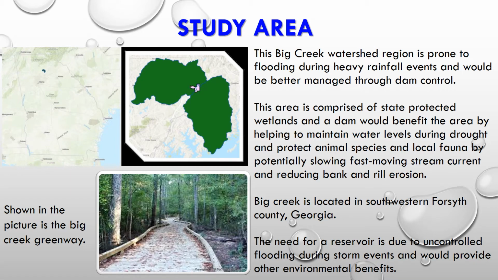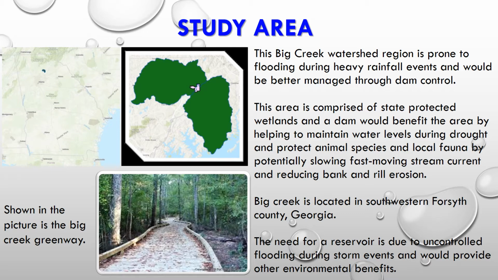The Big Creek watershed region is prone to flooding during heavy rainfall events and would be better managed through dam control. We know that water harvesting structures, small dams or big dams, are a biggest feature for flood control. And this particular area many times gets flooded.